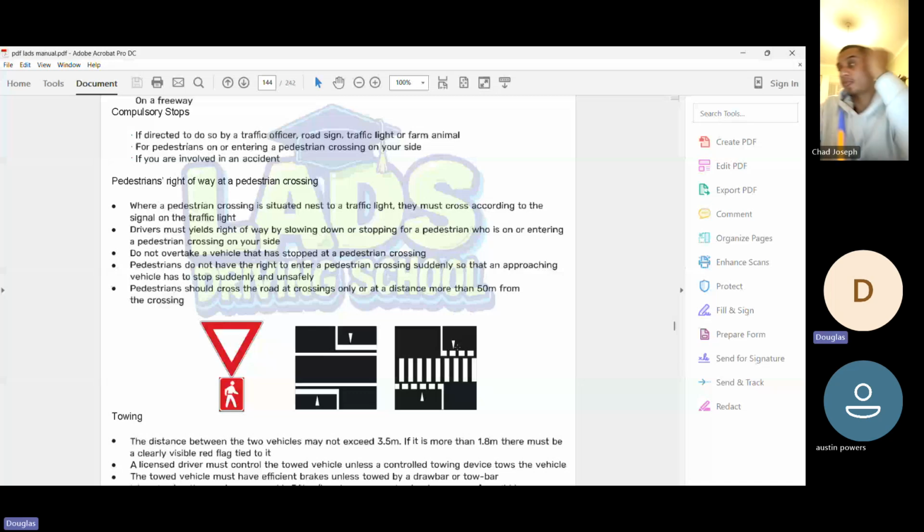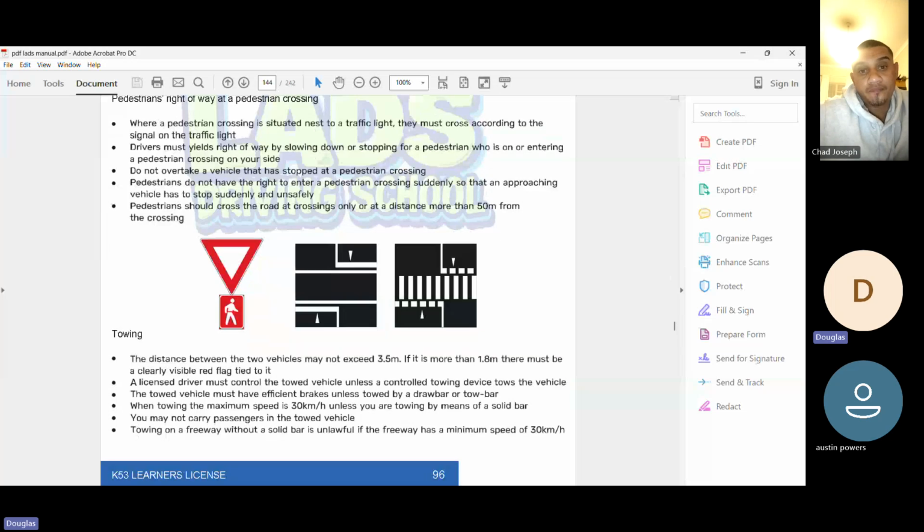For this one, you need to stop and look if there's pedestrians. If there isn't, you cross. And if there is pedestrians, you need to stop on this road. Okay? Now we're coming to towing rules.